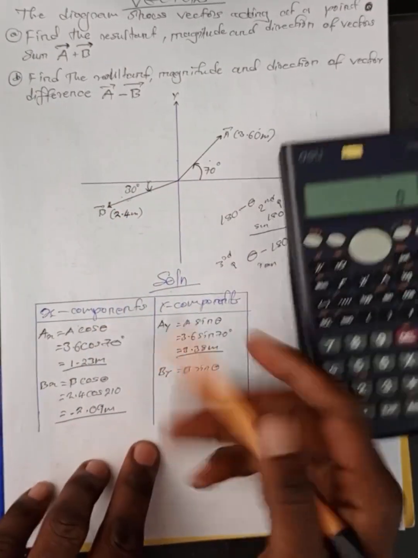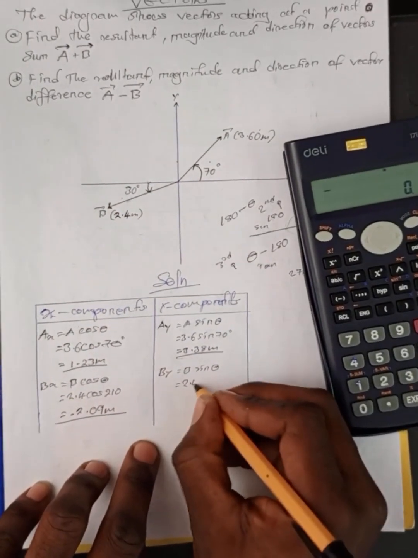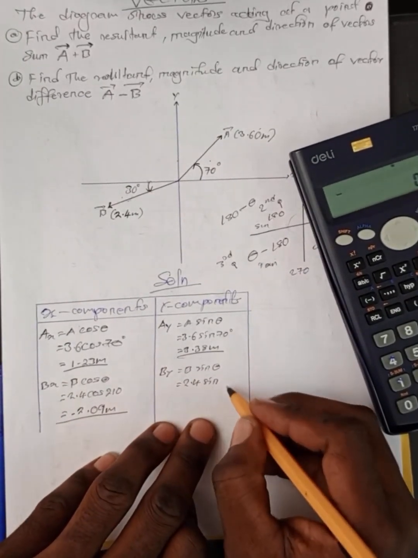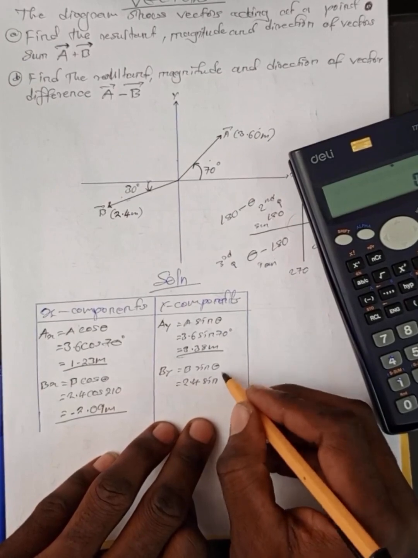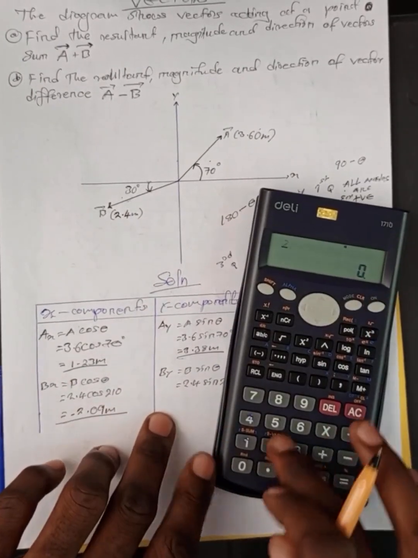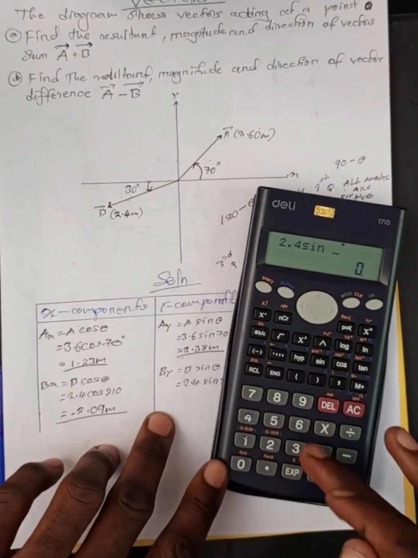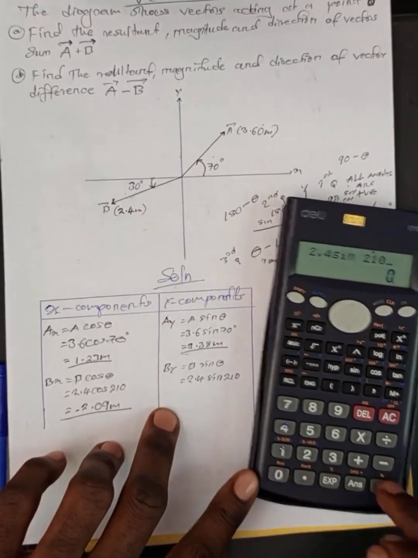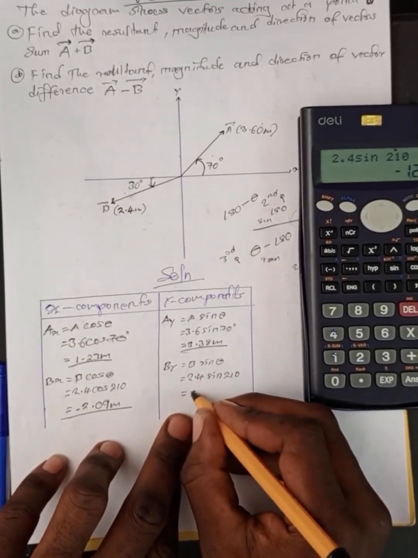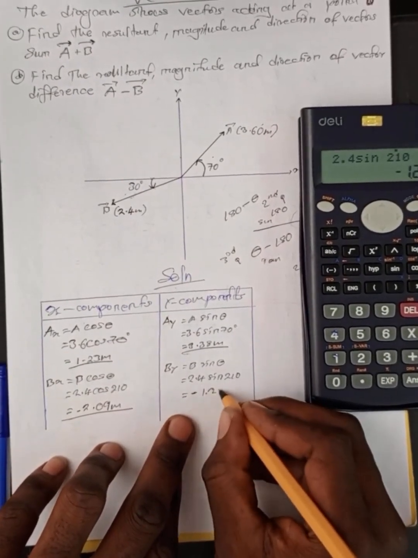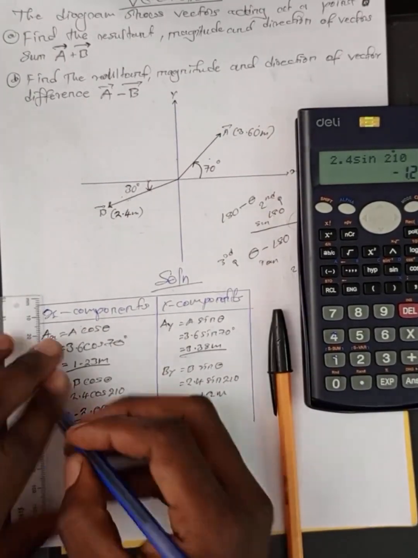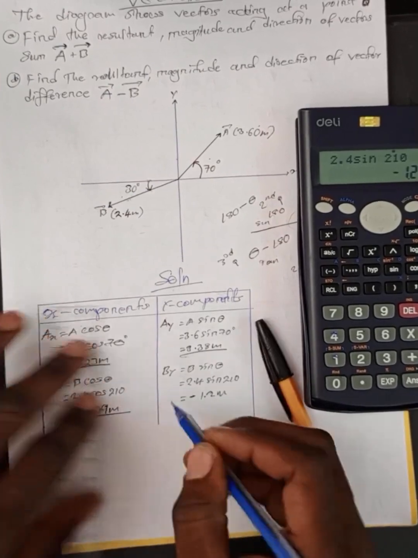Let's move. So here we're going to have 2.4 sine 210. We are going to have negative 1.2 meters. Then here we are going to find our resultant vector.